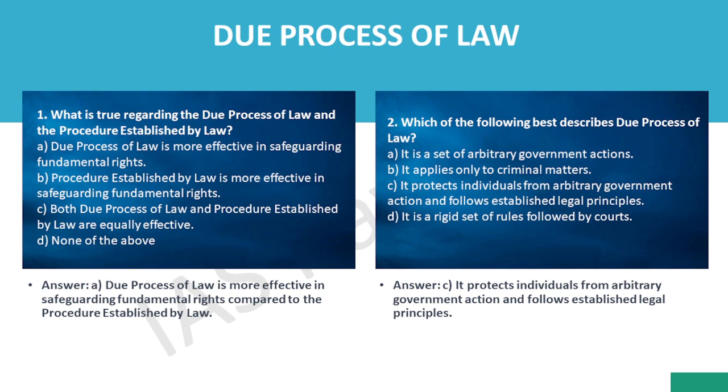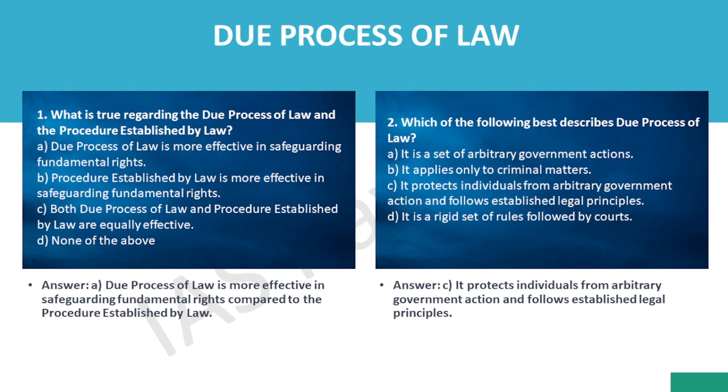1. What is true regarding the due process of law and the procedure established by law? A. Due process of law is more effective in safeguarding fundamental rights. B. Procedure established by law is more effective in safeguarding fundamental rights. C. Both due process of law and procedure established by law are equally effective. D. The text does not provide a clear argument on this. Answer: A. Due process of law is more effective in safeguarding fundamental rights compared to the procedure established by law.